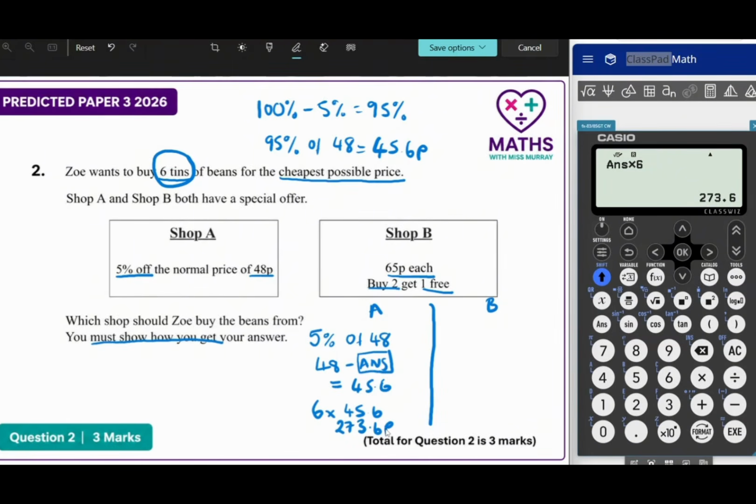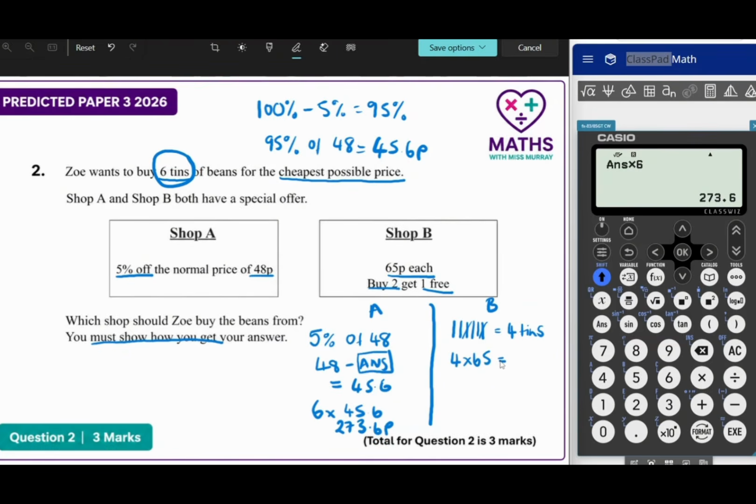Okay, so let's have a look at B. 65p each, but I buy 2 and I get 1 free. So I need to buy 6. 1, 2, 3, 4, 5, 6. So if I buy 2, I'm not going to pay for that one. I buy another 2, I'm not going to pay for that one. So it means I am going to pay for 4 tins only, because every 2 I get 1 free. So I need to do 4 lots of, nice and easy, 4 lots of 65p.